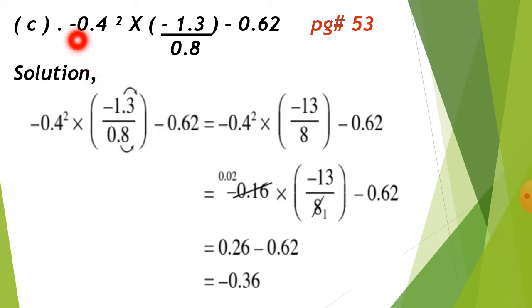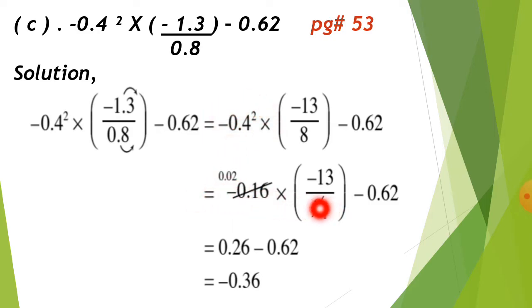C part is there. Minus 0.4 square into minus 1.3 over 0.8 minus 0.62. It is on page number 53. Solution. We are going to shift these decimals at the end. At the denominator, we are also going to shift the decimal at the end. We will have 13 over 8. Then we are going to cancel these numbers. We have to take square of these.